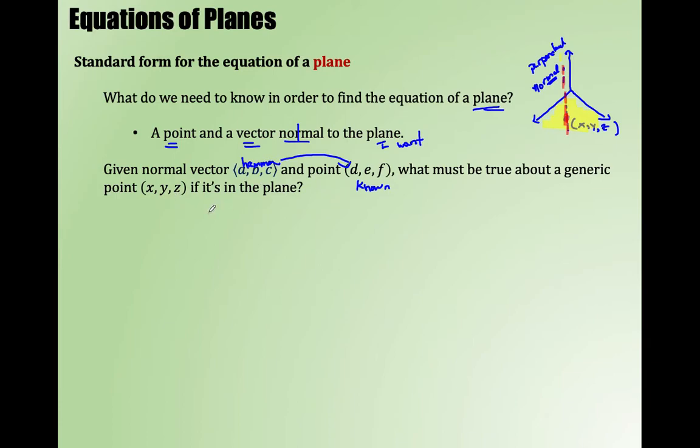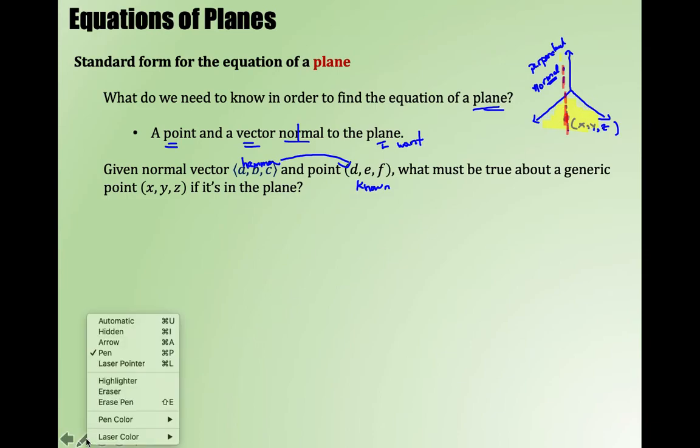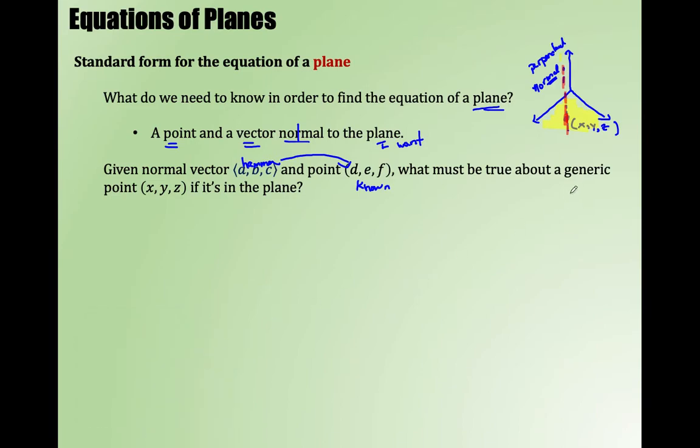But that's just one point. What about all the points on this plane? What's true about any point in this plane? Let's suppose instead, let me change it, I'm calling this known point D, E, and F. I'm nailing the normal vector through this point. But what's true about any generic x, y, z in this plane?